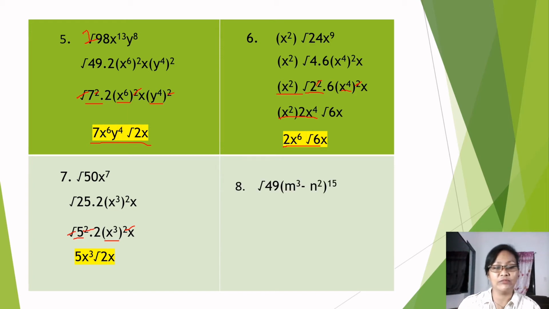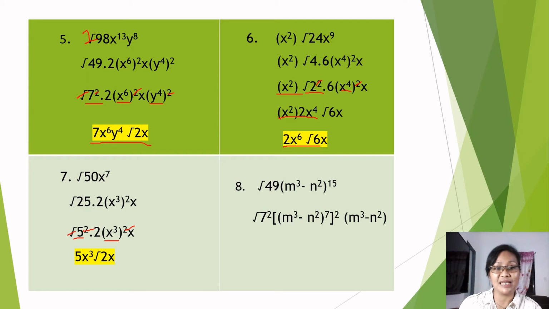Number 8, square root of 49 times m cubed minus n squared raised to the 15th power. So in this case, the same step. 49 can be factored by 7 times 7 or 7 squared. And then m cubed minus n squared can be factored with m cubed minus n squared. So 15 cannot be divided by 2, so minus 1, so we have 14. So 14 divided by 2, we have 7. So we have 7 here. And then the remainder 1 will be written outside.